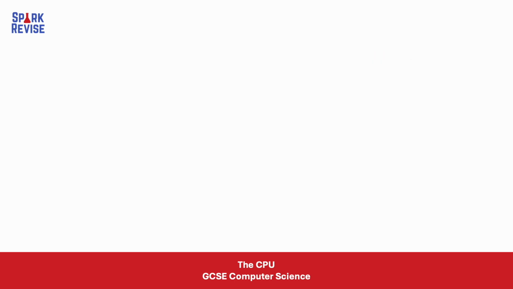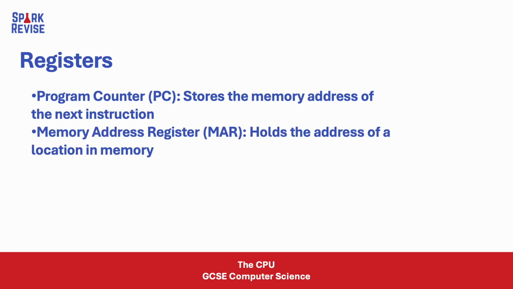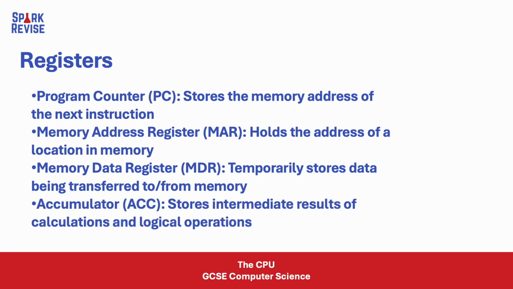Another main part of the CPU are registers. These are small high-speed memory locations within the CPU. They store data temporarily while processing is happening. The main types of register are the program counter, or PC. This stores the memory address of the next instruction. The memory address register, or MAR, which holds the address of a location in memory. The memory data register, or MDR, which temporarily stores data being transferred to or from memory. And the accumulator, which stores the intermediate results of calculations and logical operations.